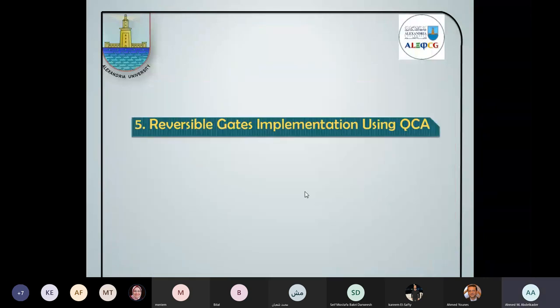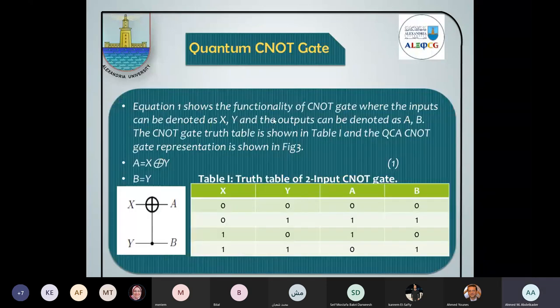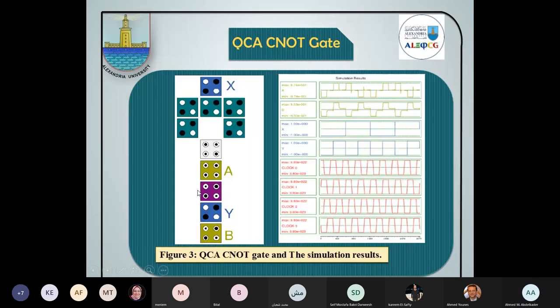And now let's see QCA design for the reversible circuits. A quantum CNOT gate, as shown in equation 1, gives the functionality of the CNOT gate, where the inputs are X and Y and the outputs are A and B. The QCA design, as shown in figure 3, has the two inputs X and Y in blue and the two outputs A and B in yellow.